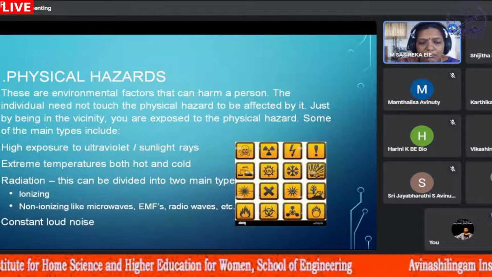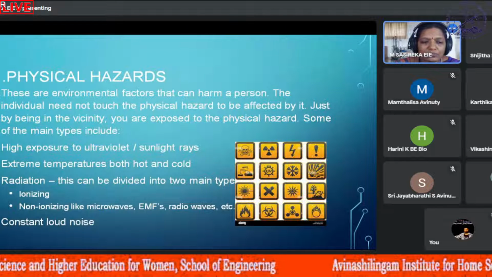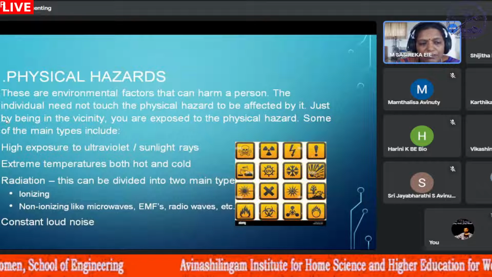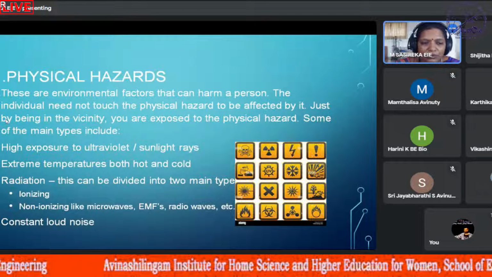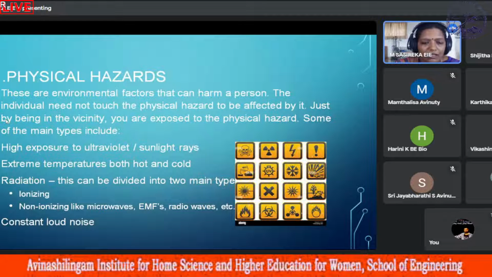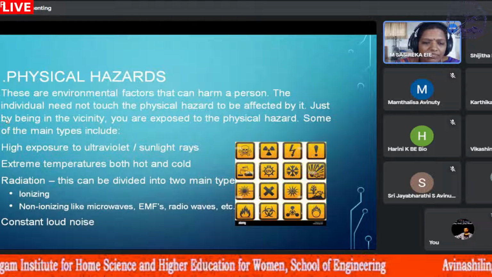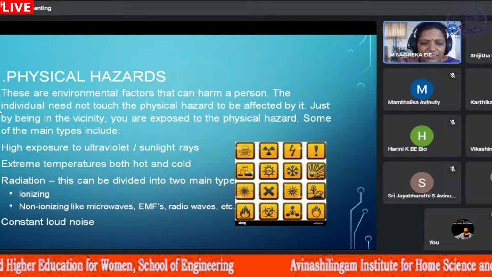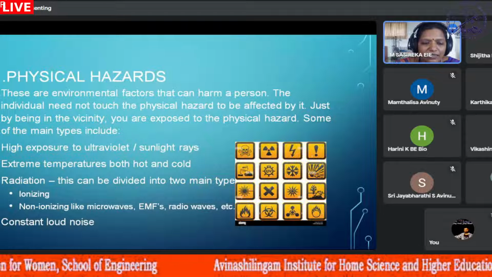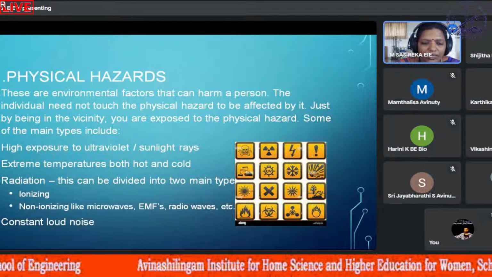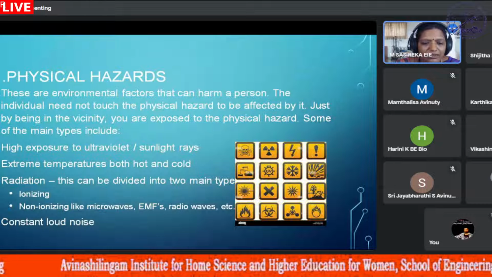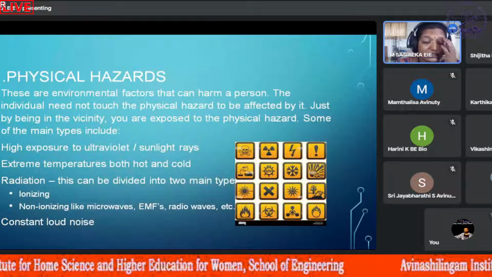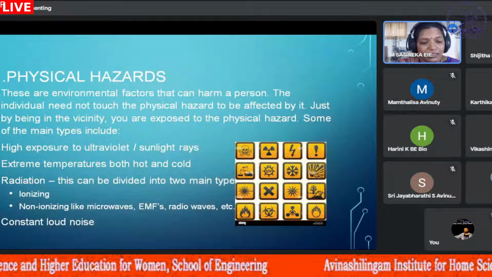If they are not following those preventive measures properly, then they will be exposed to that radiation. Continuous exposure to those radiations may lead to some diseases. Not at the initial stage, but over a longer period, if they are exposed to those things, then they will definitely be affected. Non-ionizing radiations are like RF, microwaves, and electromagnetic fields. Ultraviolet rays also come under non-ionizing radiation.